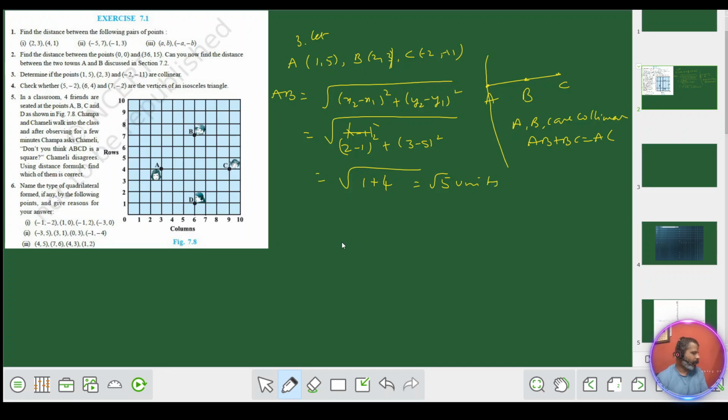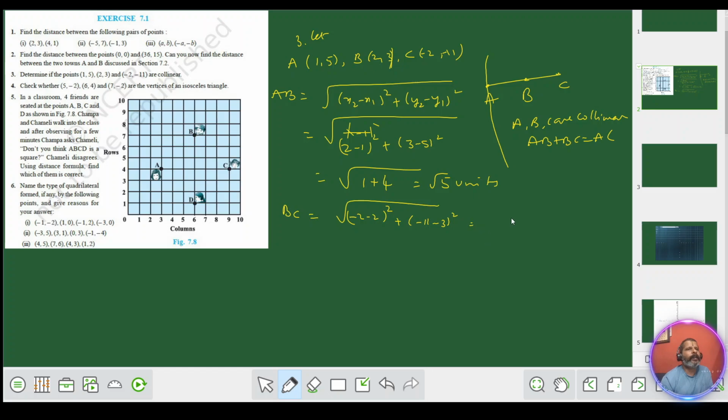AB. Okay. Then similarly you find BC. I'm directly substituting the values here. BC means C coordinates will become x2, y2, and B coordinates will become x1, y1. So (minus 2 minus of minus 2) whole square plus (minus 11 minus of minus 3) whole square.